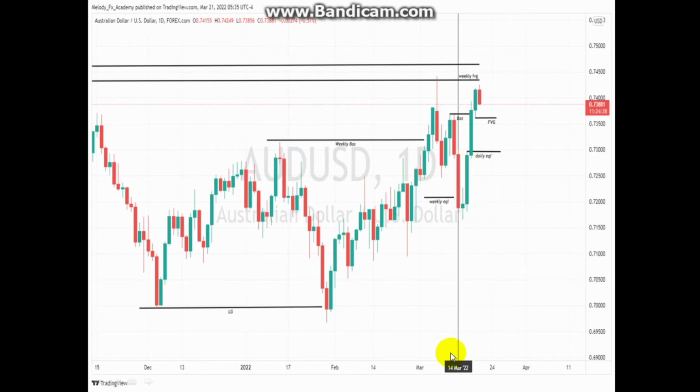We are going to look at the price action on the 14th of March 2022, which was the previous week. This is on Monday, a new week. A new week has already begun here, and we are going to look at the Monday of the previous week, which is March 14, 2022.